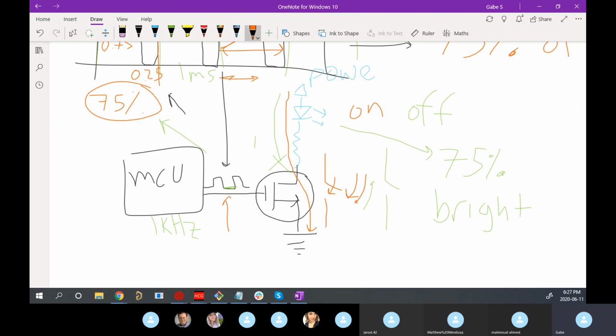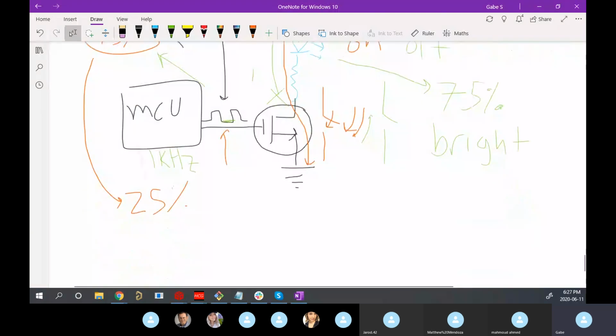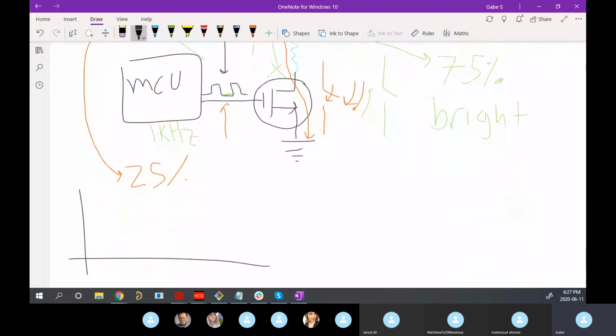So if we bring the duty cycle now down to 25%, what that would look like is something like this. It's on for 25%, off for 75%. Then the cycle restarts. On for 25, and then off for 75. And the cycle restarts. On and on and on, right? That's 1 cycle. If I do this, now my LED brightness will be 25% bright.